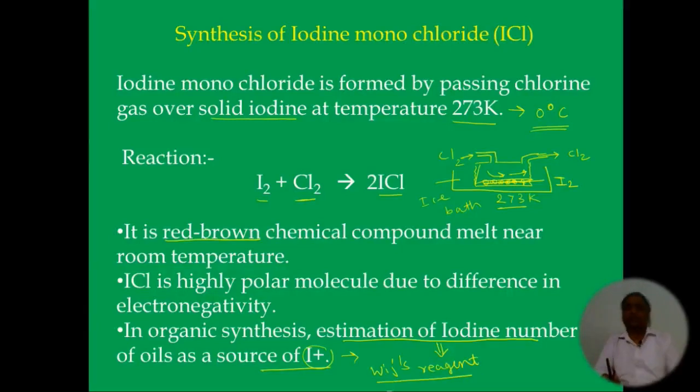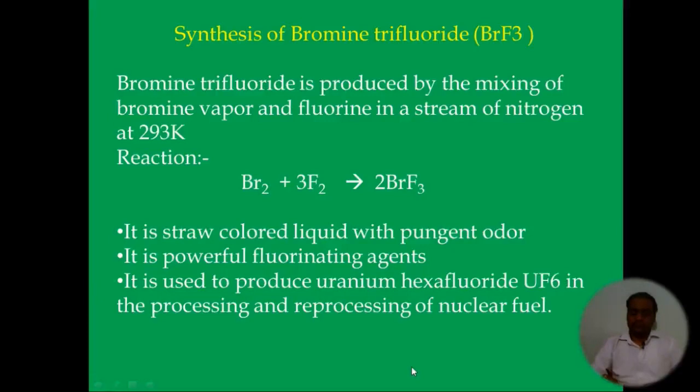This reagent is used to find out the iodine number of oils. Okay. Now let's see another interhalogen compound, that is bromine trifluoride.